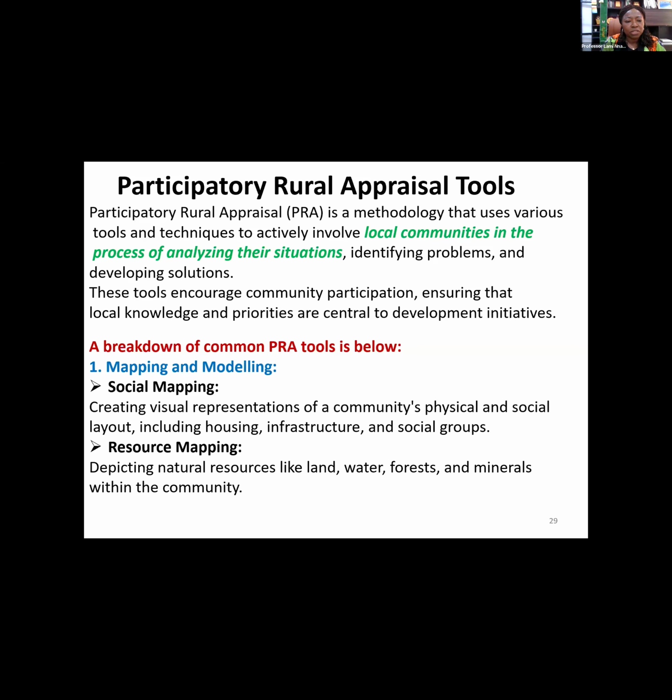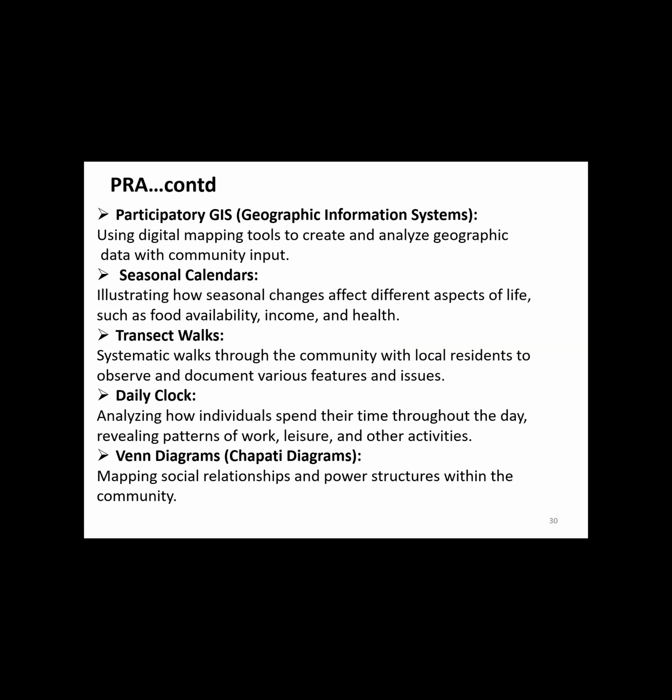So some common PRA tools are below: mapping, social mapping, resource mapping, participatory GIS, seasonal calendars, the oral tradition. Sometimes people remember how income and health or food availability happened over the years. Then transect walks, okay? You just go with local residents. They will think you're strolling, and then you're gathering your data. You're strolling with them.